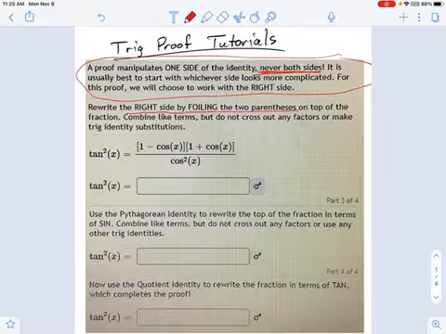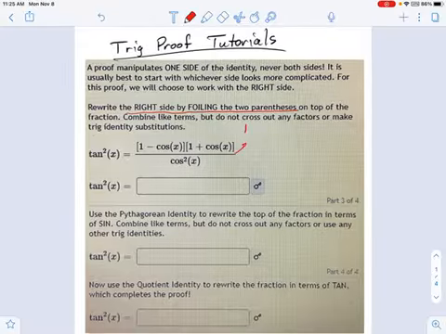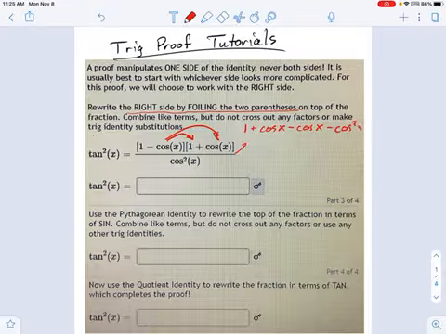Foil the 2 parentheses on top. Okay, now by foiling I just mean distribute the multiplication. So what do we get here? This is going to be 1 times 1 plus 1 times cosine. And then we have a negative cosine times 1 right here, so that's going to be negative cosine x. And then a negative cosine times cosine, so that's going to be a cosine squared of x.